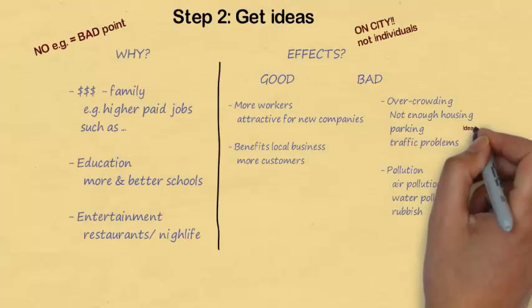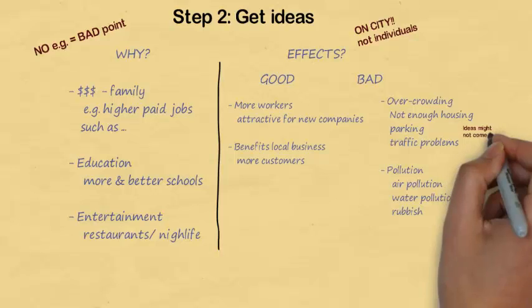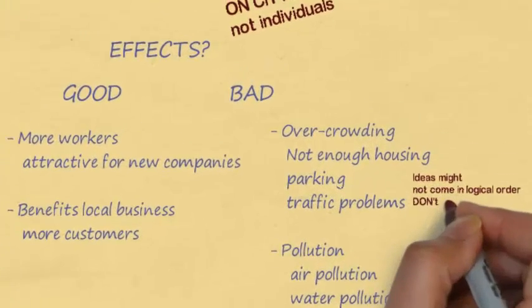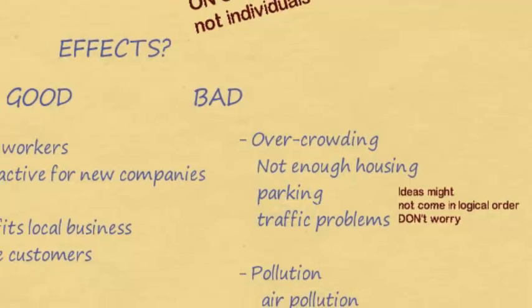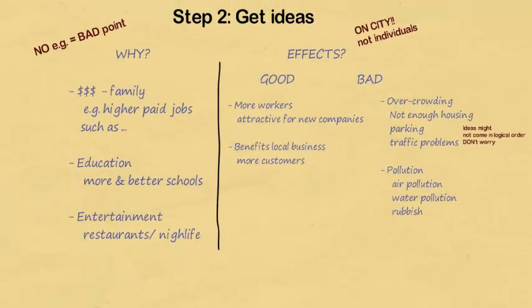Now, sometimes your ideas may not come in a logical order, like it's kind of strange there with parking and then traffic problems. Traffic problems is the first thing, and then parking would be an example. But when you come up with ideas in part 2, they might not come in a logical order. So don't stop. Just keep writing. Step 3 is when you go and analyze those ideas, and now as we move into step 3 we'll consider that exactly.